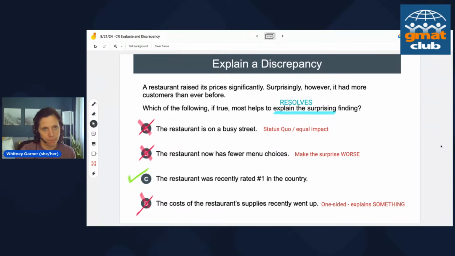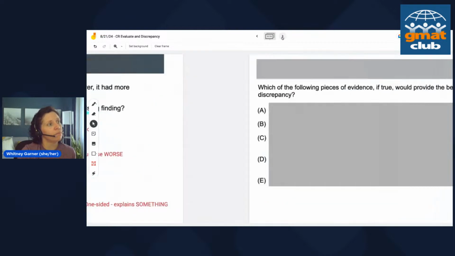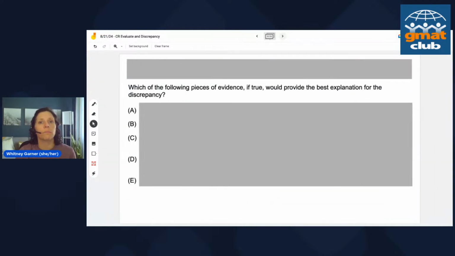Okay. So we're going to try one. Same 4 steps, right? So step 1, we want to start with the question itself and make sure that we understand what kind of question it is that we're being asked. So for your example question, which of the following pieces of evidence, if true, would provide the best explanation for the discrepancy, the best resolution? I want to resolve this thing.